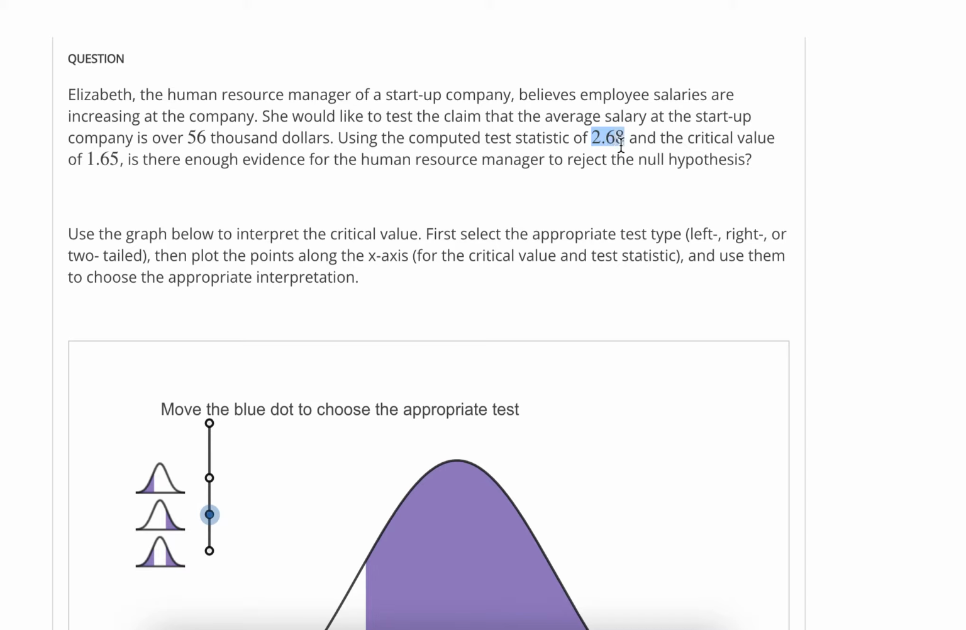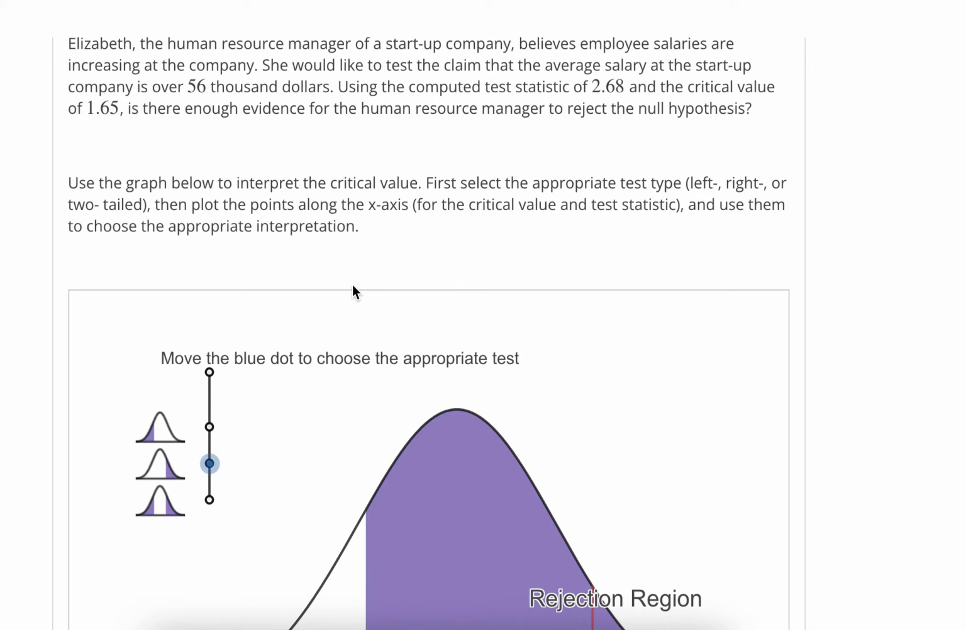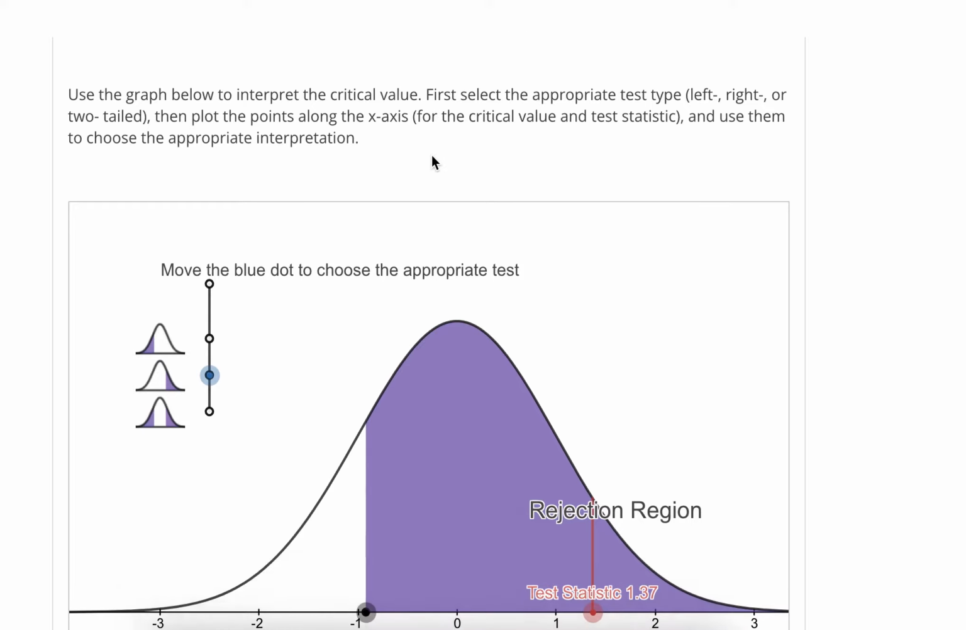Your test statistic comes from your sample. That's what you calculate based on the data set you have. The critical value comes from a table. Okay, it comes from the distribution that you're talking about. If your test statistic surpasses the critical value in your right-tailed or left-tailed region, then you reject the null hypothesis in favor of your alternative. This person can claim that the average salary is over $56,000.